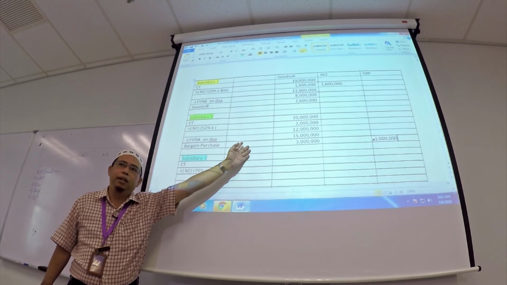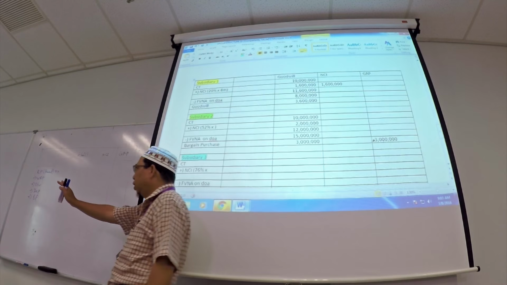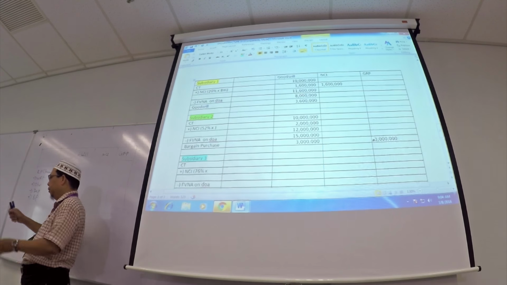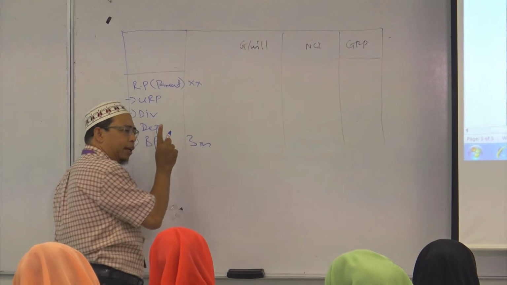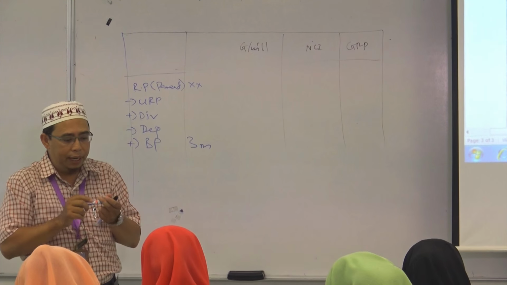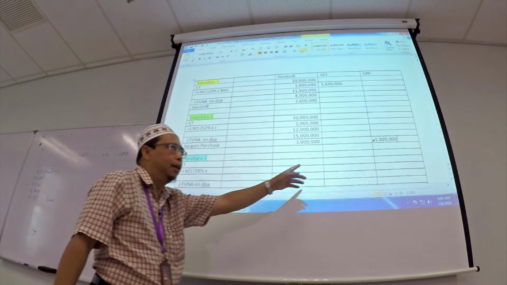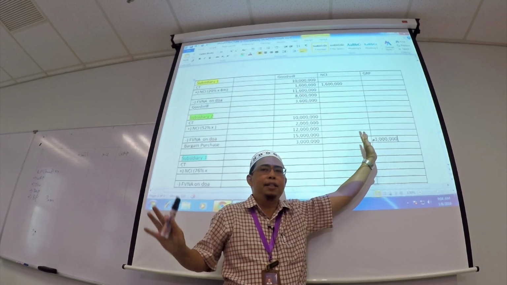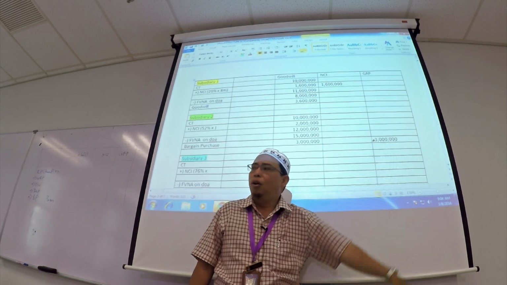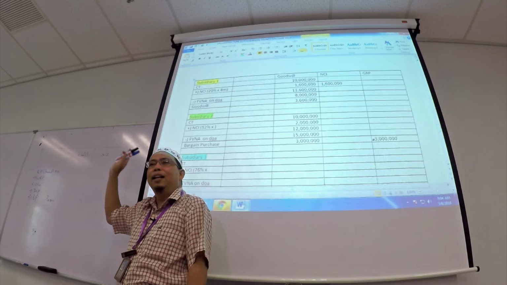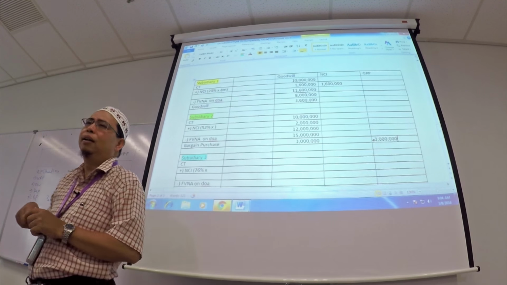Either you record it here, or you record it here. 3 million. This one. Bargain purchase 3 million. Either one, but I want my student to record immediately here. 3 million. It's the same effect. Either you put 3 million here or you put 3 million over there. It's the same effect, either one. But I don't want you to lose that mark.